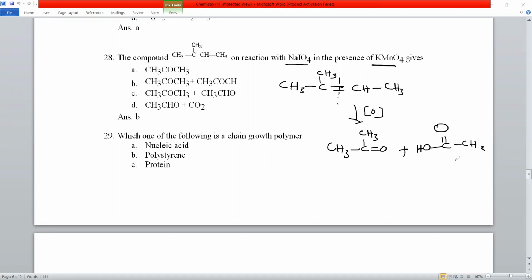Strong oxidation is taking place here. So one product is acetone, and the other one is acetic acid. So this is the acetic acid. So option B is the correct one.